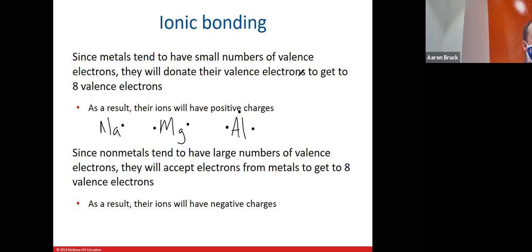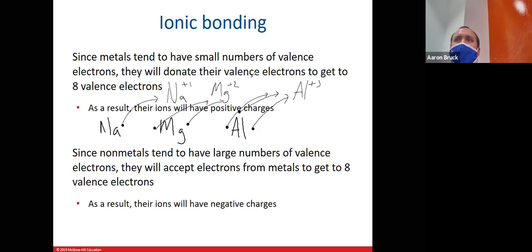When sodium forms an ion, it's going to give away that electron. The net result will be the sodium plus 1 ion because it gave away 1 electron. When the magnesium gives away its 2 electrons, it'll end up with a magnesium positive 2 ion because it gave away 2 electrons. When the aluminum gives away its 3 electrons, the net result will be the aluminum 3 plus ion because, again, it had to get rid of all 3 of those electrons. So now it is 3 electrons short of where it was.